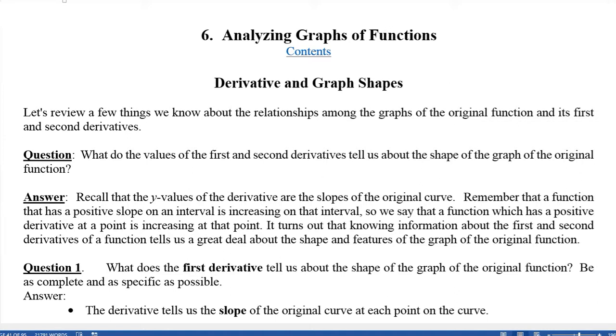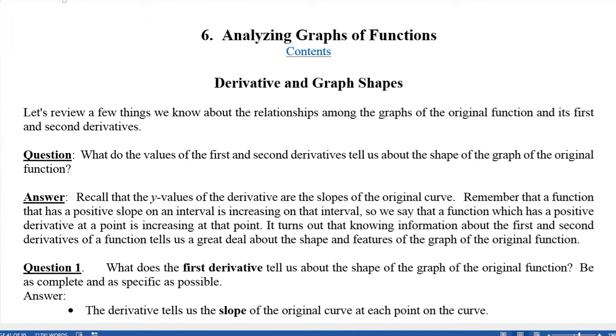Jack Jackson. In this video, we're going to review some things that we have studied earlier about the relationship among the graph of the derivative, the first derivative, the second derivative, and the original function. Okay, so first question is, what do the values of the first and second derivatives tell us about the shape of the graph of the original function?